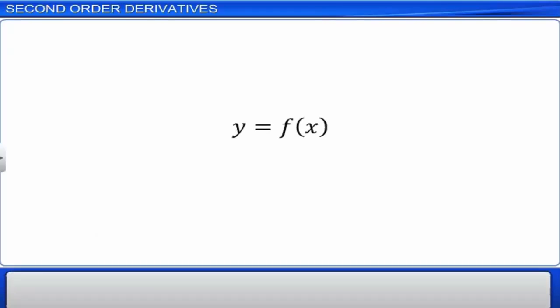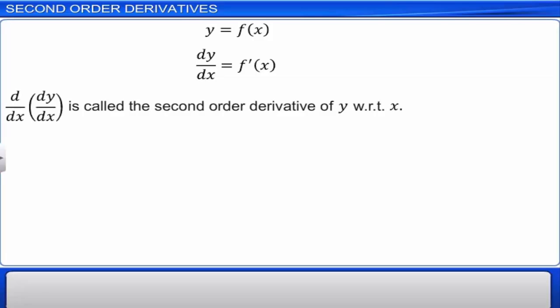Consider a function y is equal to f of x. We know that the derivative of y with respect to x is equal to f dash of x. If we differentiate f dash of x with respect to x again, then it is called the second order derivative of y with respect to x.